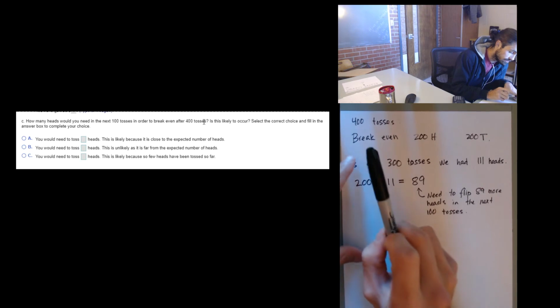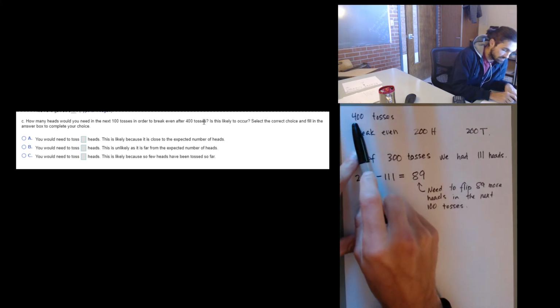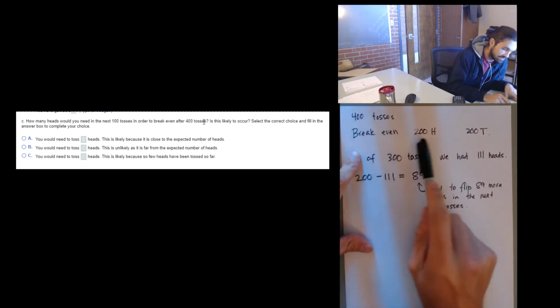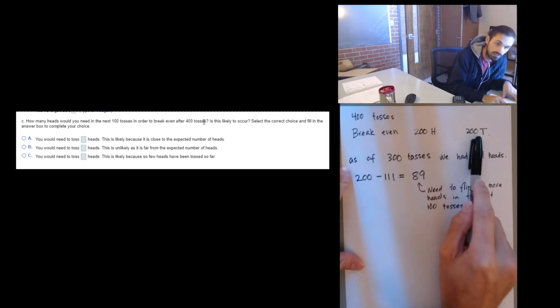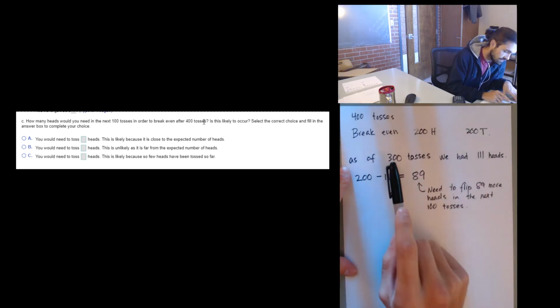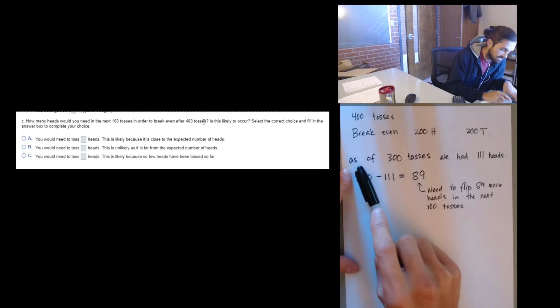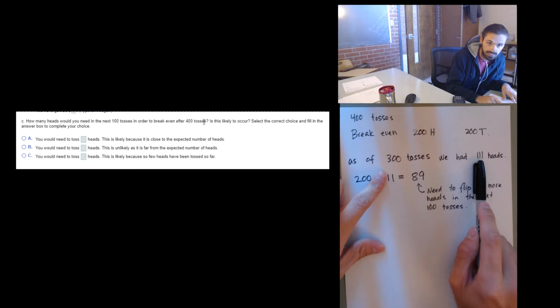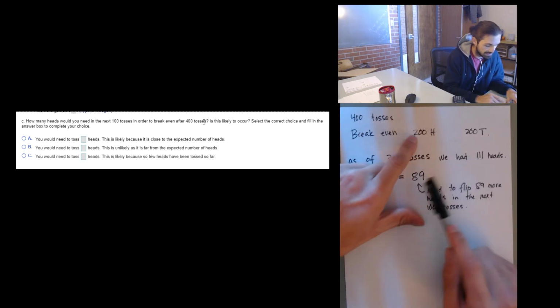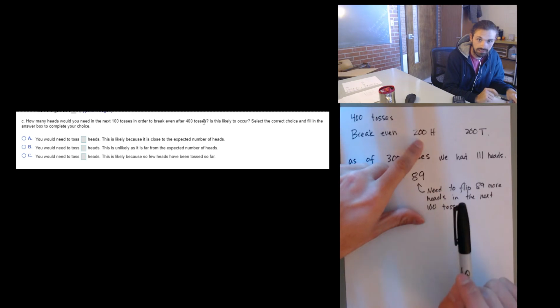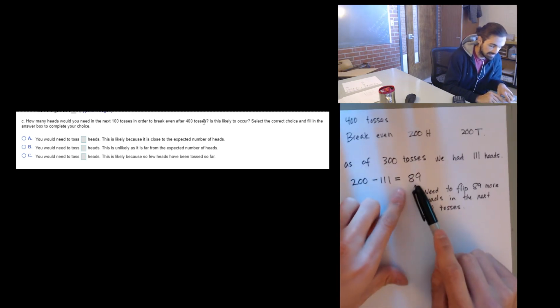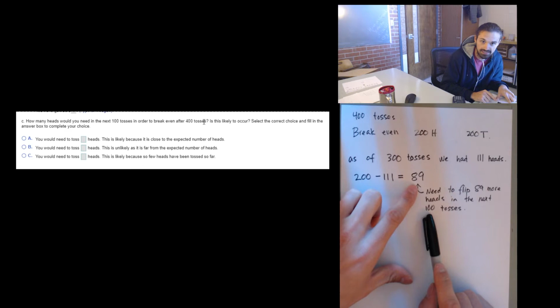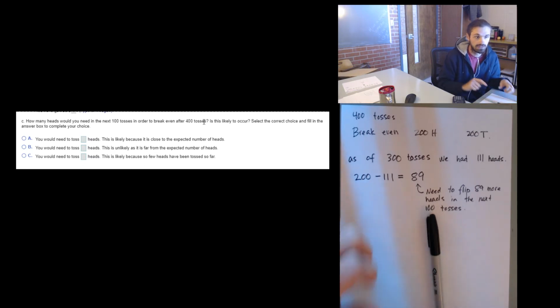So, quick little breakdown. We want to break even after 400 tosses, which means I have to flip 200 heads and 200 tails. From the previous problem statement, I knew from after 300 tosses, I had exactly 111 heads. So this leaves 89 heads to be flipped to break even at my 200. And these 89 heads need to occur within the next 100 tosses. So recognize flipping 89 heads out of 100 tosses is not very likely.